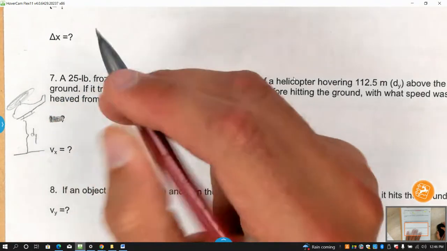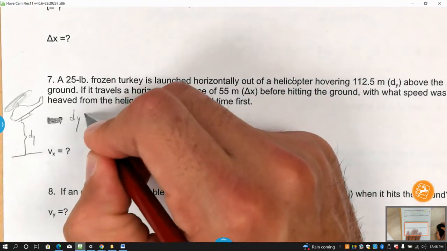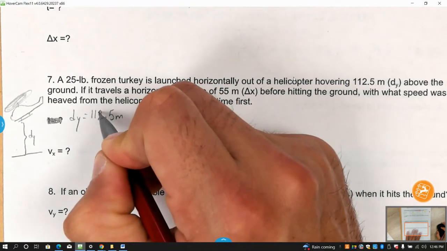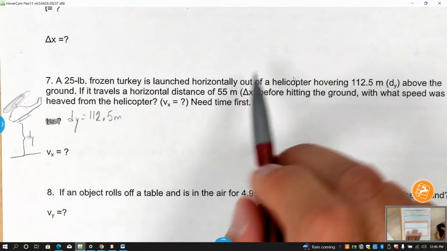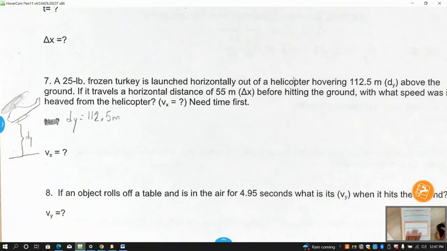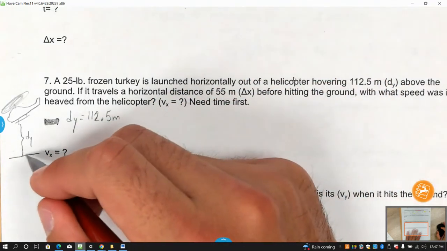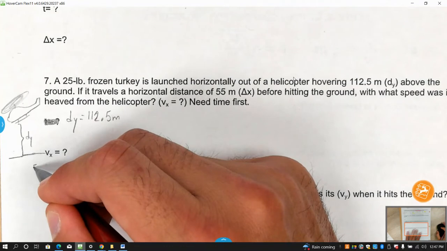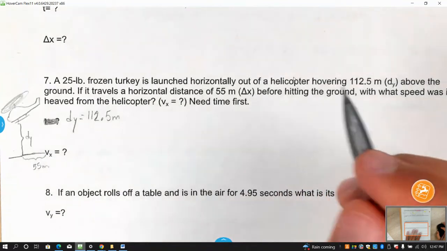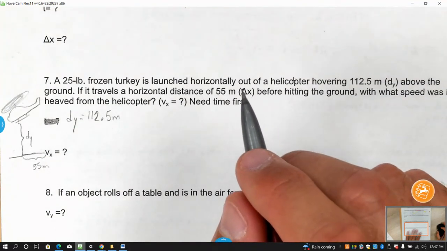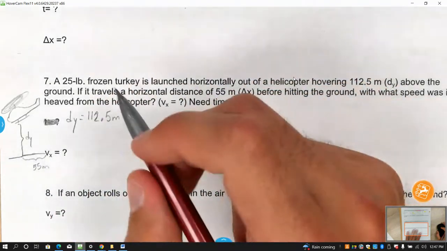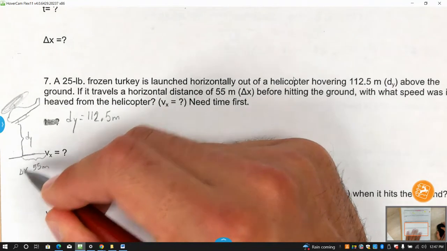You're given height. You're given dy, and they told us that is 112.5 meters. And then you heave it out of the helicopter, and it lands. What does it say? 55 meters away. It lands 55 meters away. All right, it travels, or it just says it travels a horizontal distance. So awesome. That is our delta x.